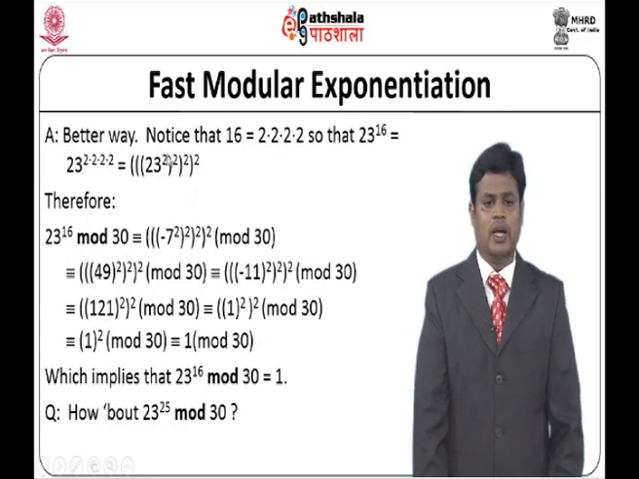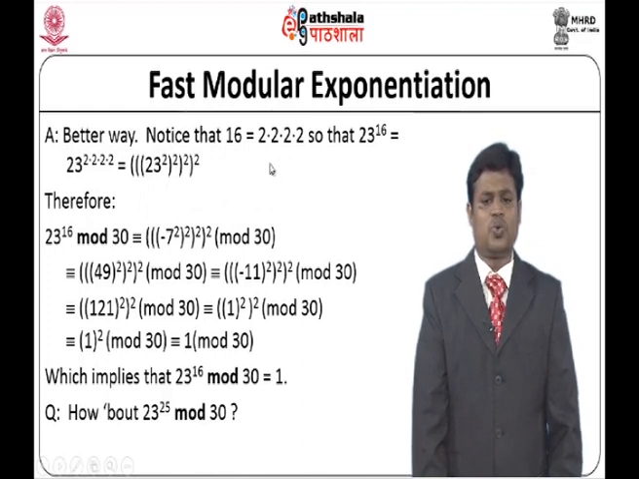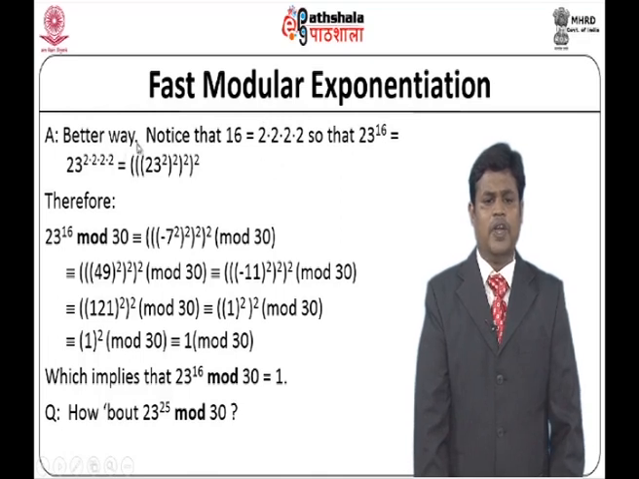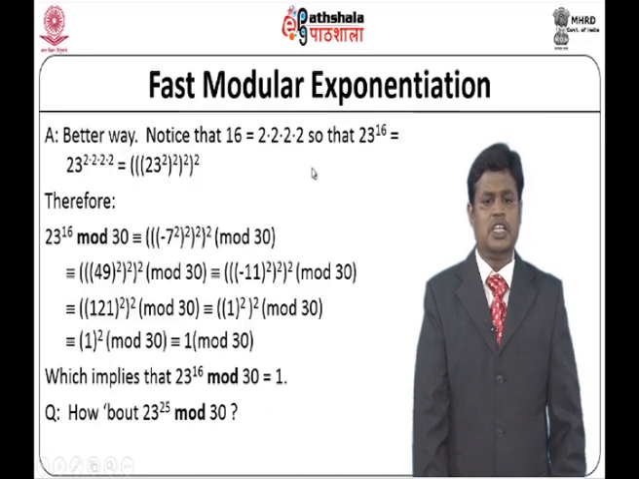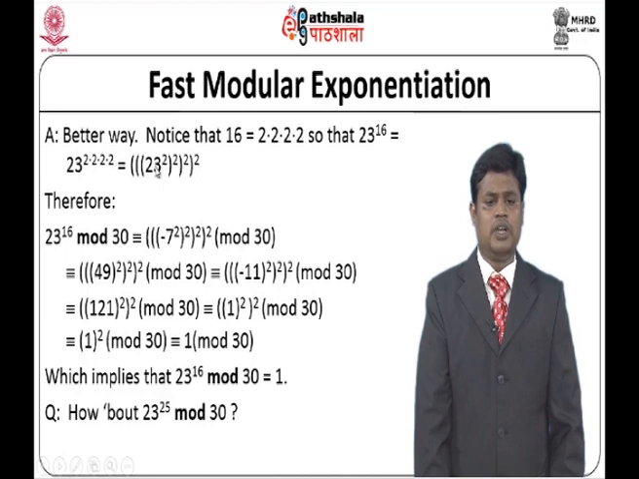There is one method, which is fast modular exponentiation, or we can say square and multiply. The way you can understand square and multiply is that the particular power is 16. 16 is a multiple of 2. Let us take 2 into 2 into 2 into 2, which equals 16. So we represent 23 to the power 16 as 23 squared, and then square, square, square.